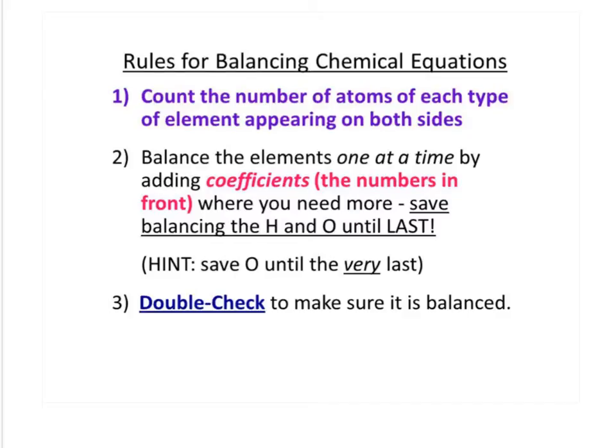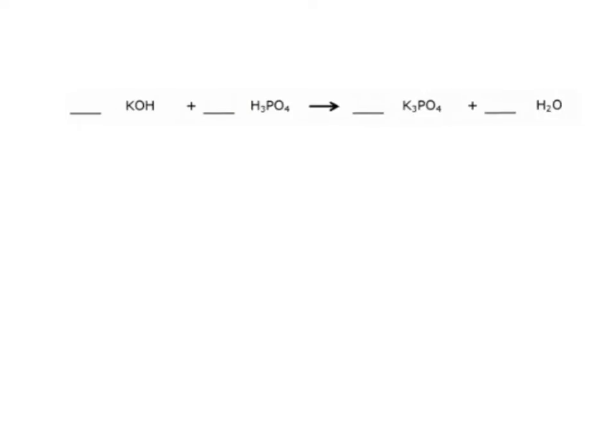And I usually like to do metals first, then nonmetals, then hydrogen, and then oxygen. Okay, and then just make sure you double check and make sure it's balanced. Okay, so here you want to find your arrow. Just draw a line. So this side of the arrow, these are your reactants. They're coming together and reacting, and these are your products. This is what you're making.